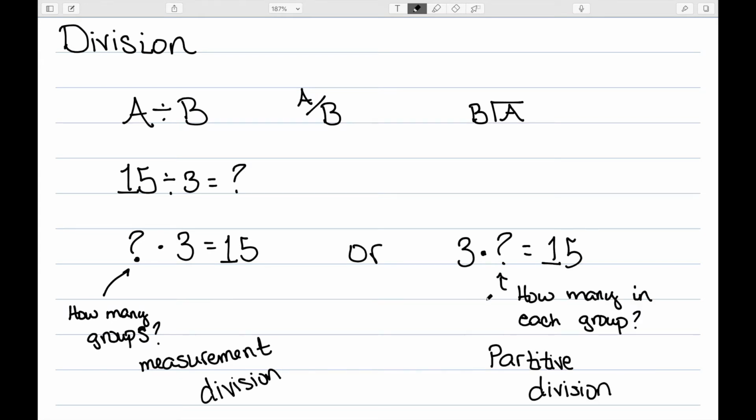The second looks at how many are in each group. We know we have 3 groups. We know we have 15 total. How many can go in each group? This is also known as partitive division. So let's look at each one of these individually.